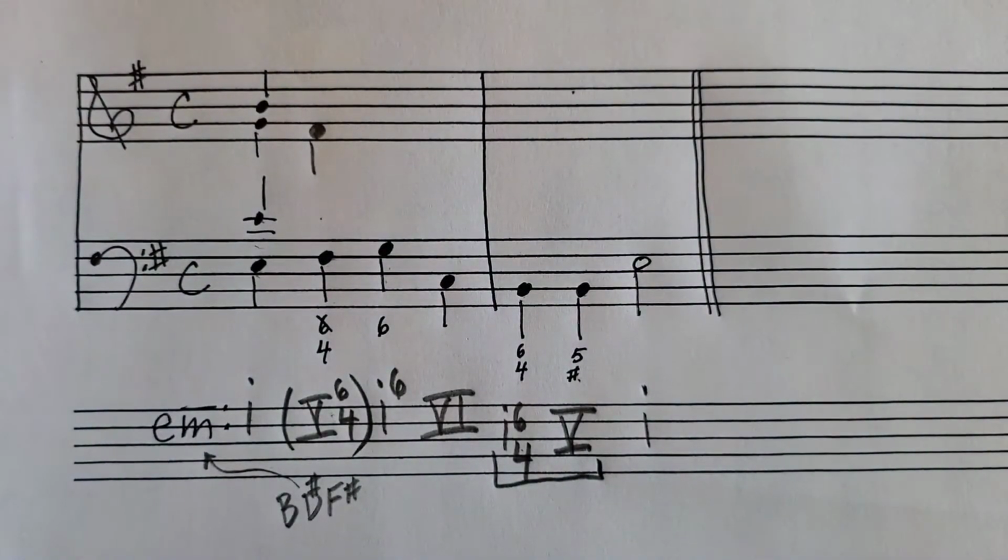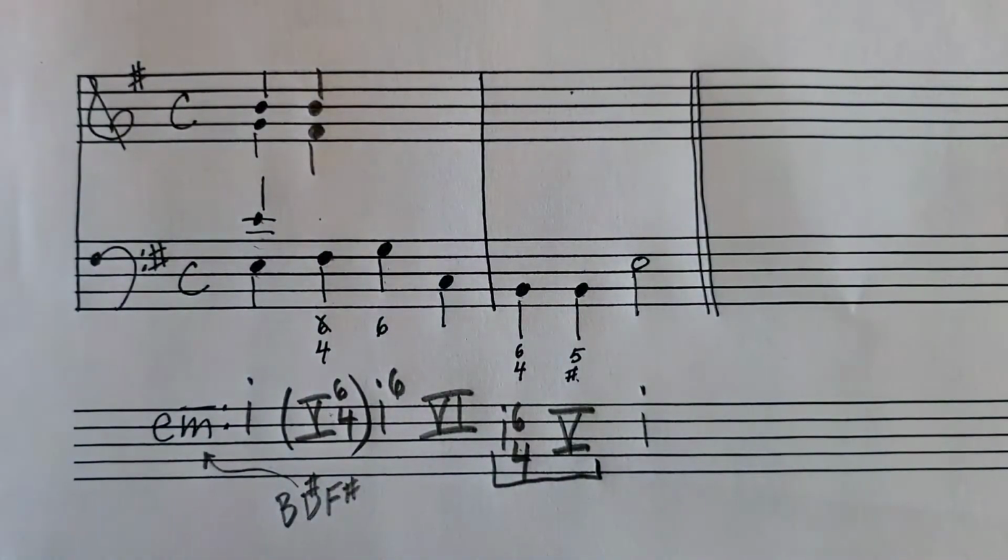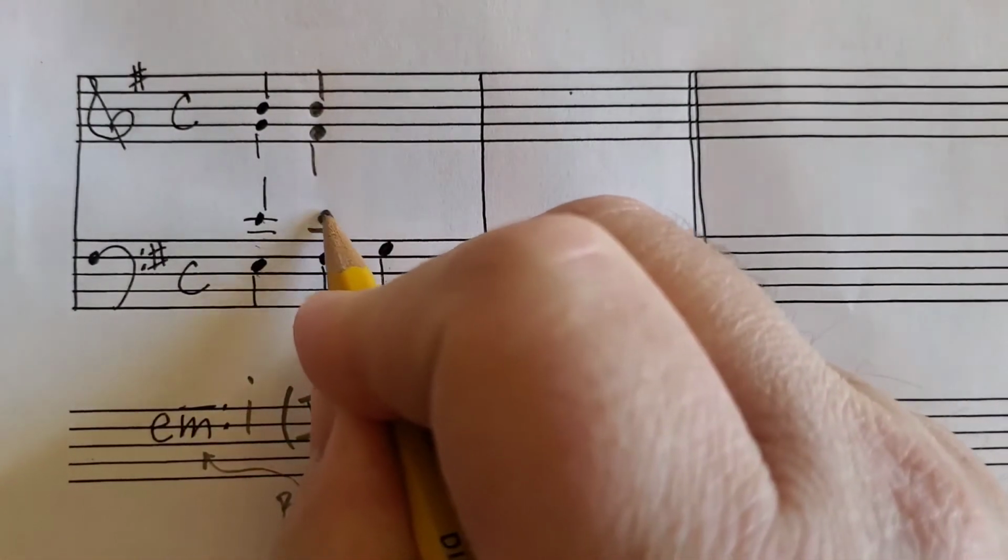Okay, there's the bass doubling. I also need a B and a D sharp. Well, I can hold on to the B as a common tone, and then I can write my D sharp in the tenor part.